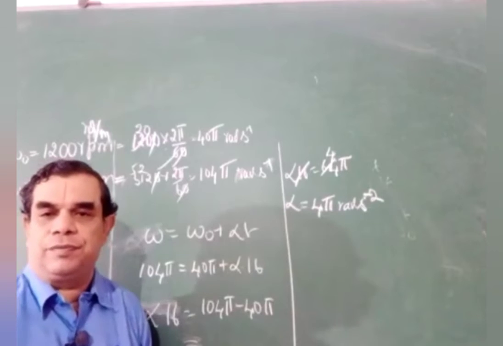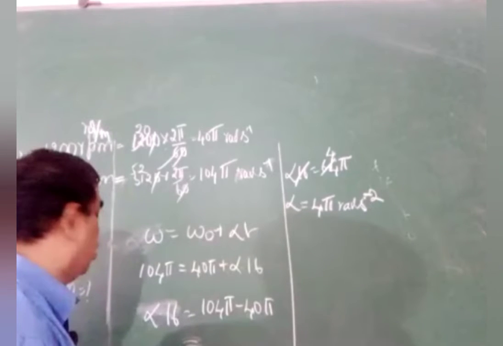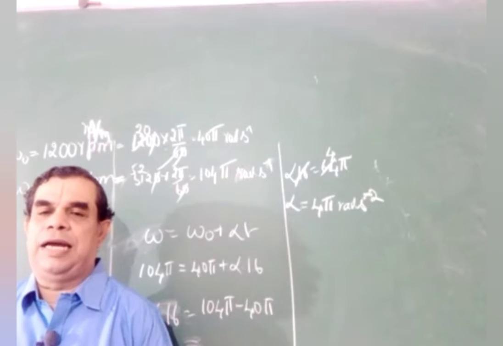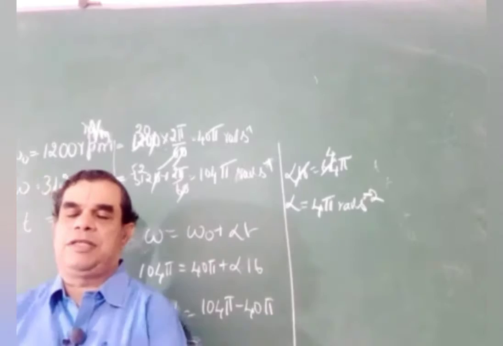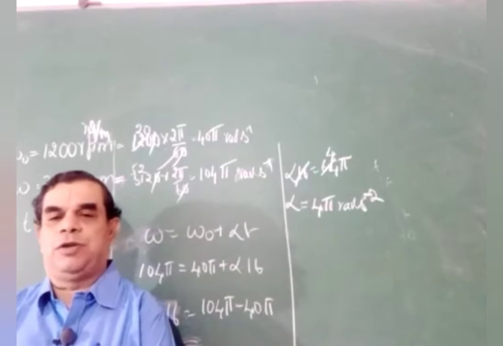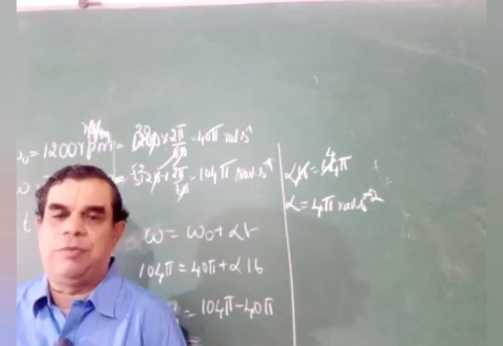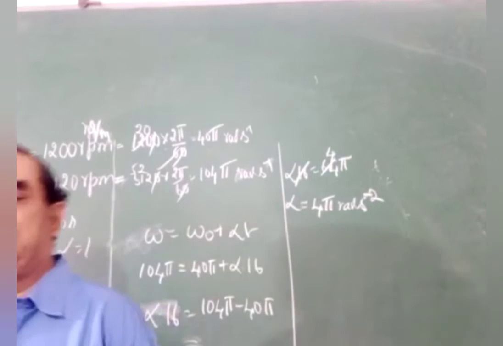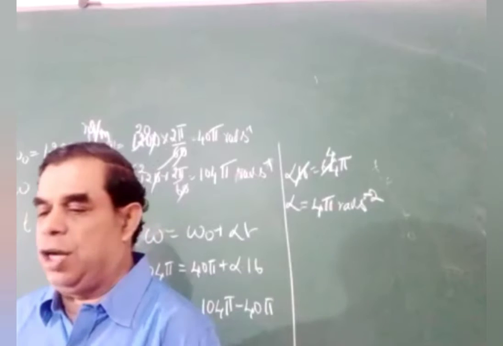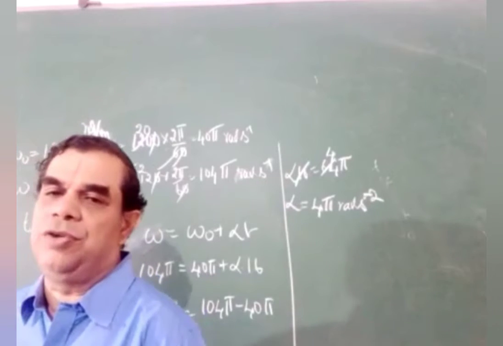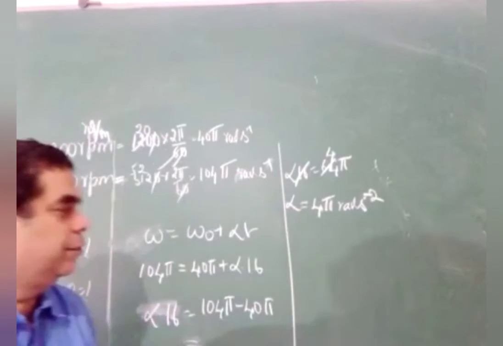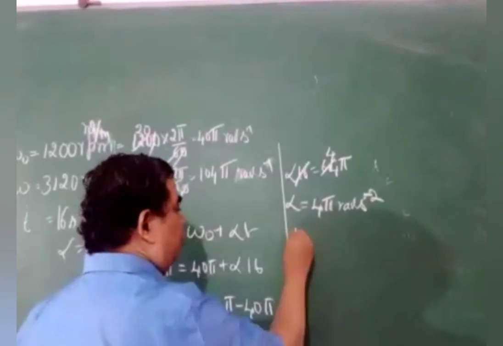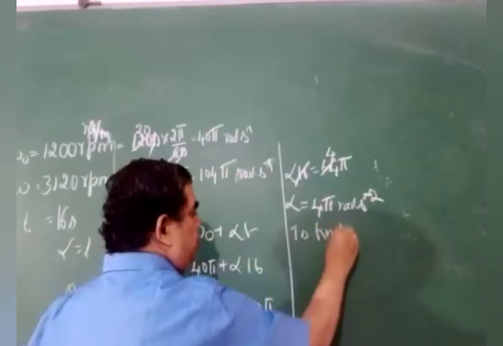Alpha you got now. Once you know alpha, how to calculate theta? Second formula, theta equals omega naught t plus half alpha t square. Either this or the third one can be used, whichever you use it works. The third one is omega square equals omega naught square plus 2 alpha theta. I want you to do the second one. That's easier. So we write to calculate theta, to find theta revolutions.